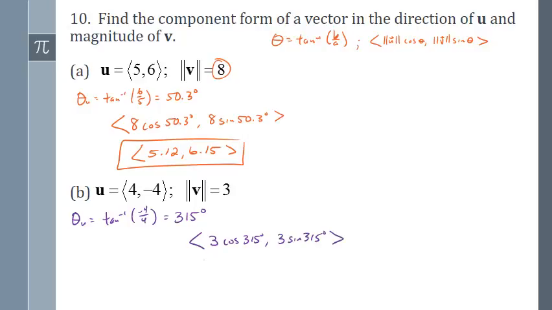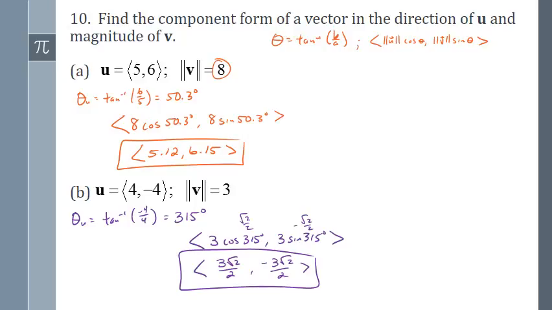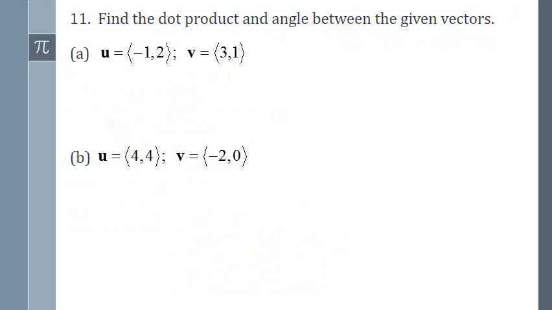I know this problem does not say to use exact values, but we still should. Sine and cosine of 315, since that's a 45, it's going to be rad 2 over 2, negative rad 2 over 2, since we're in quadrant 4. So we have 3 rad 2 over 2 and negative 3 rad 2 over 2. Remember, always use exact values if available.